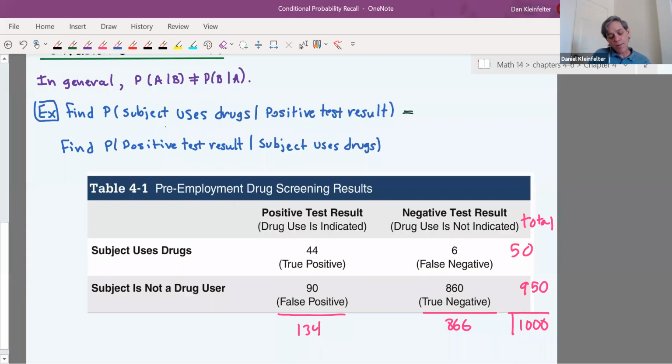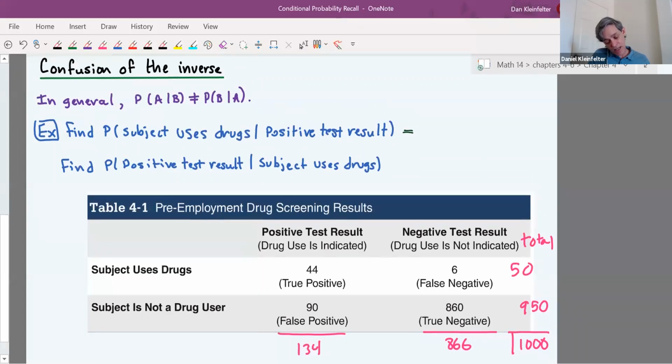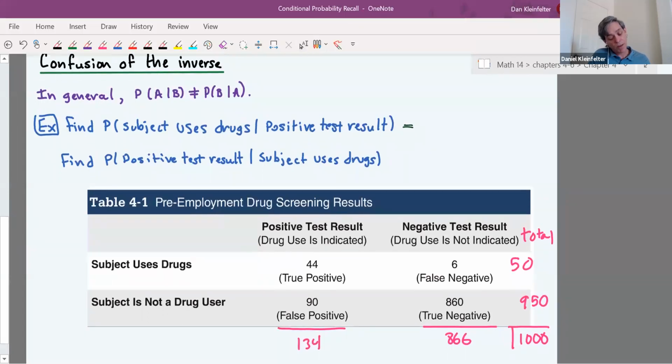Okay, so the probability that somebody uses drugs was 50 out of 1,000, right? There are 50 drug users out of 1,000 total test takers. But if we're given that they have a positive test result, that means that they belong to this first column. There's only 134 people in that column. And the number of those who actually use drugs is 44. So that's 44 out of 134, and that's about 0.328.